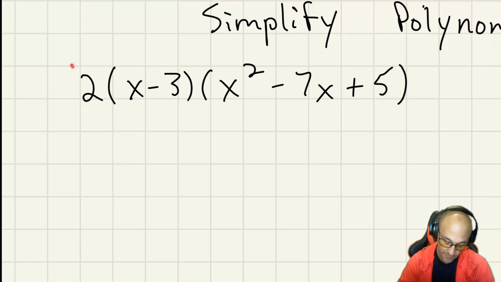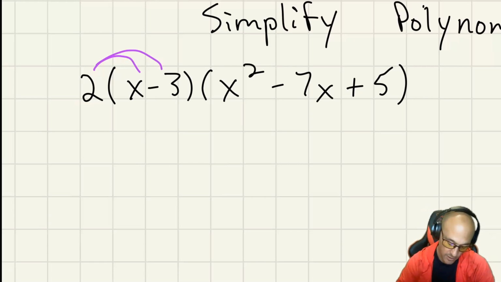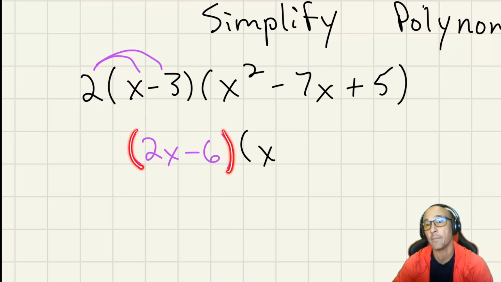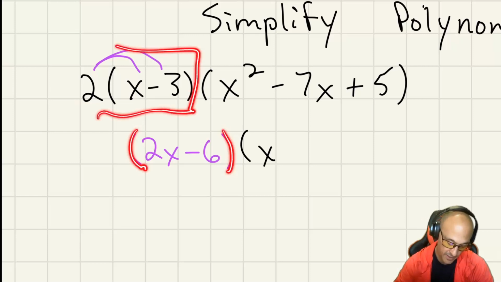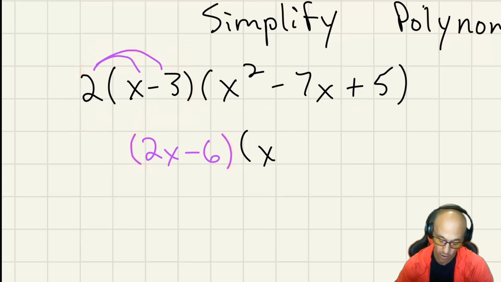So first, we have to distribute that 2 to the terms inside the parentheses. So 2 times x is 2x, and then 2 times -3 is -6. And I think forgetting these parentheses is the mistake that most students will make. If they're going to make a mistake, that'll be where it is. Because you have to take the result of this distribution and multiply it by the entire trinomial there.